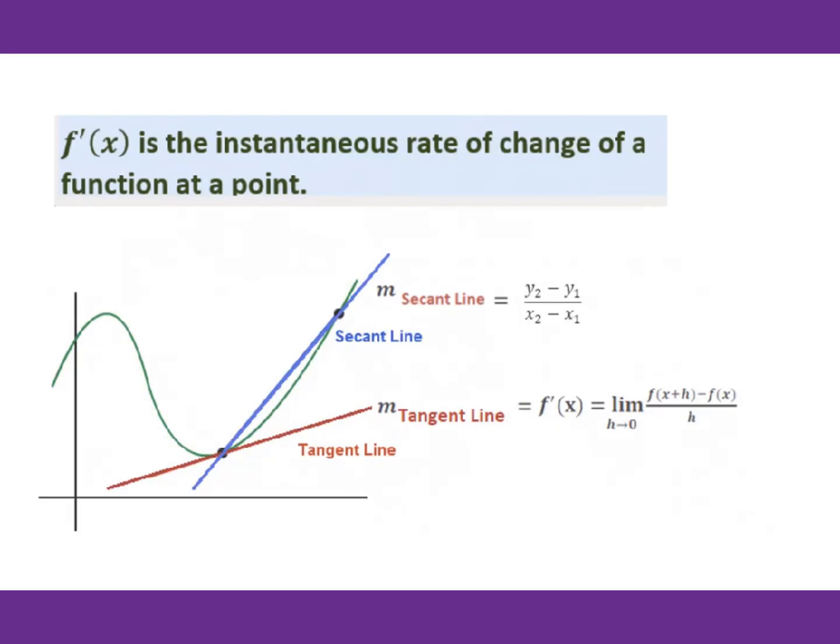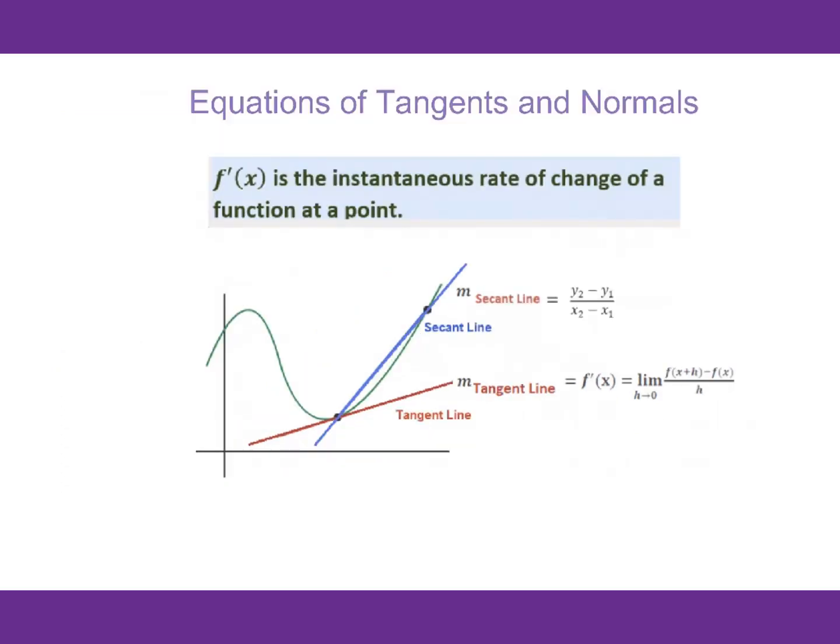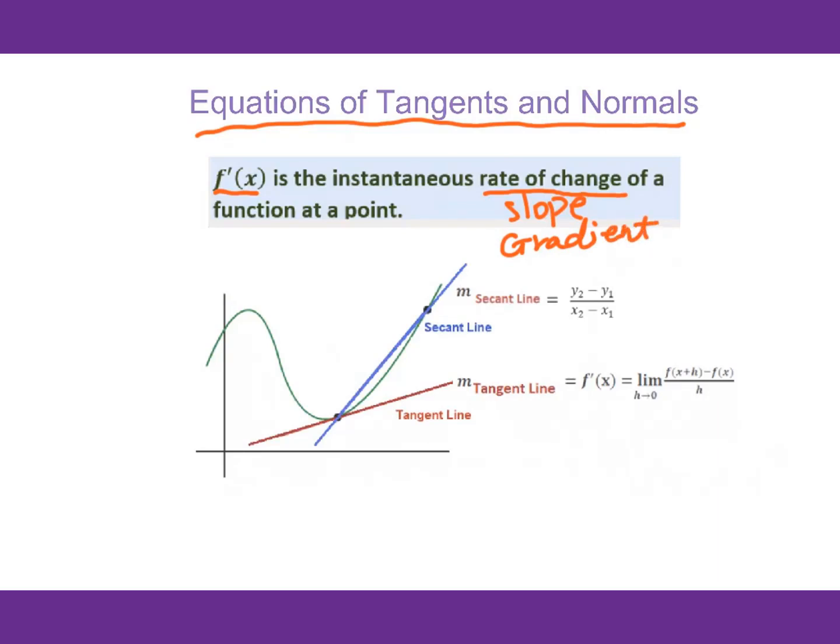Today's lesson is about equation of tangents and normals. Let's go over the definition of the first derivative. The first derivative is the instantaneous rate of change. That means slope or gradient of a function at a point. In other words, the slope of tangent line equals the first derivative.